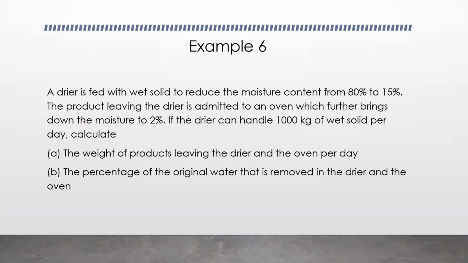A dryer is fed with wet solid to reduce the moisture content from 80% to 15%. So this is my dryer. It is fed with wet solid to reduce moisture content from 80%, that is 0.8, to 15%. Let's call the product P, so XP is 0.15.